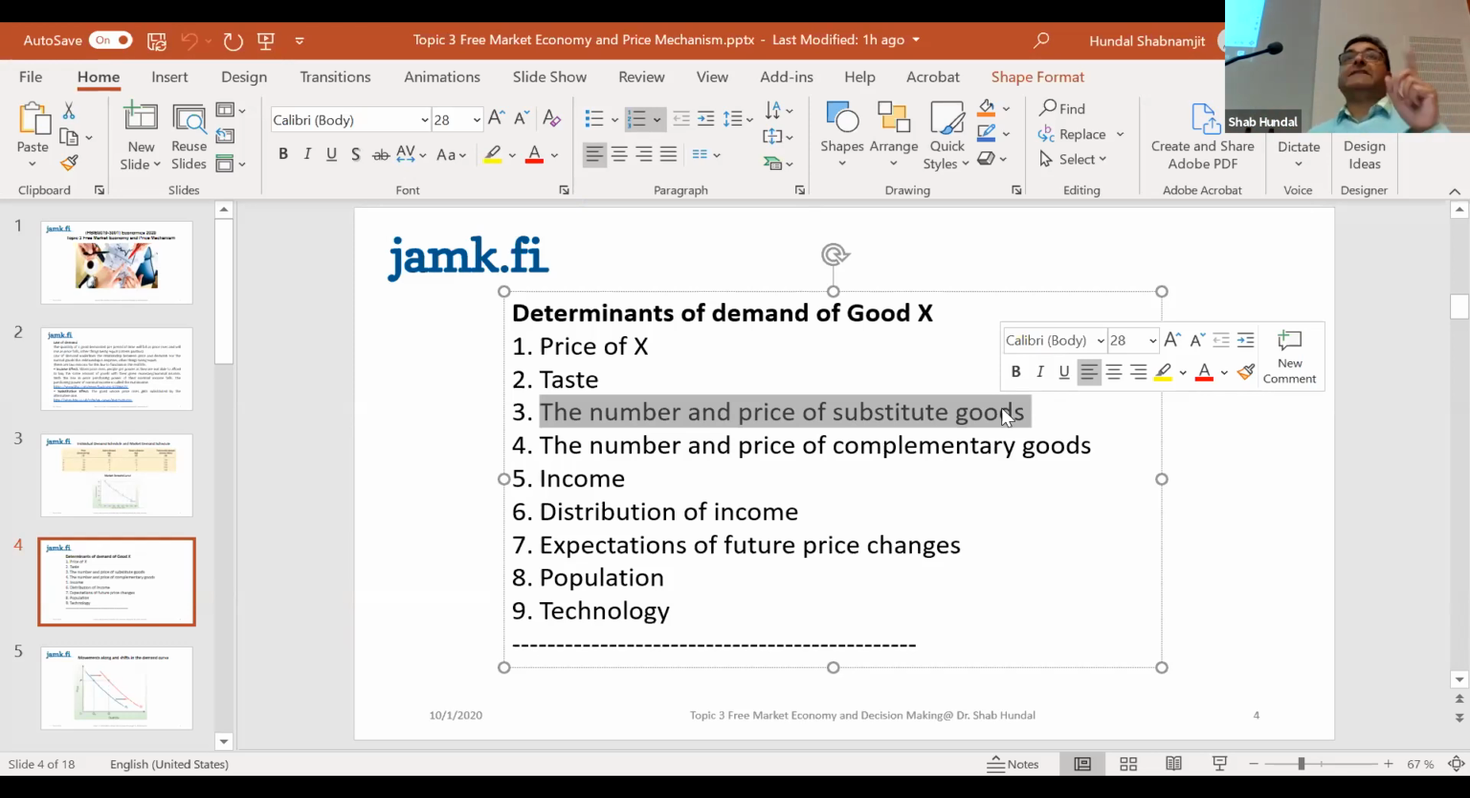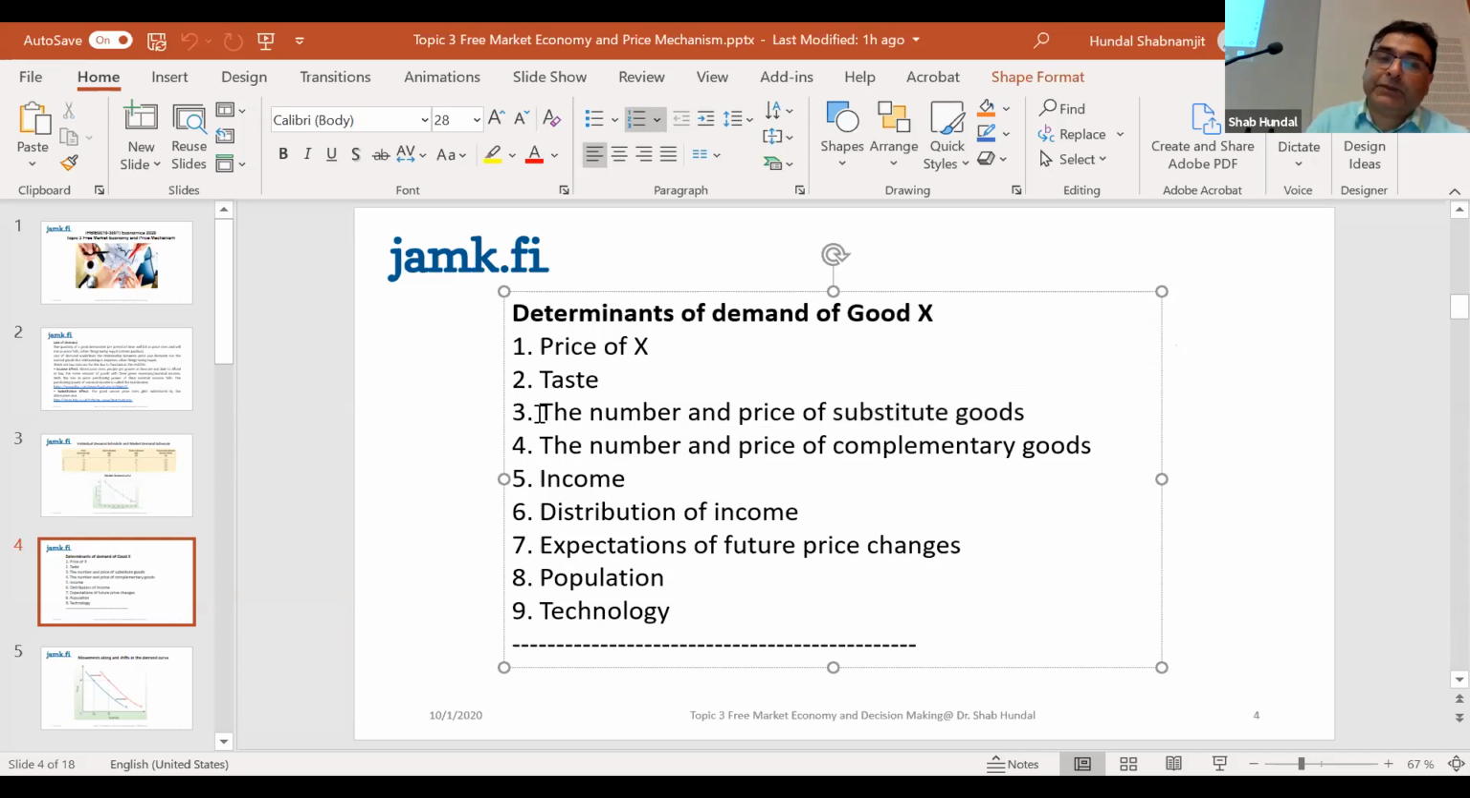So therefore, this law is applicable when other things are equal. And here I assume that the relationship between price and demand for X holds if the number and the price of substitute goods doesn't change.